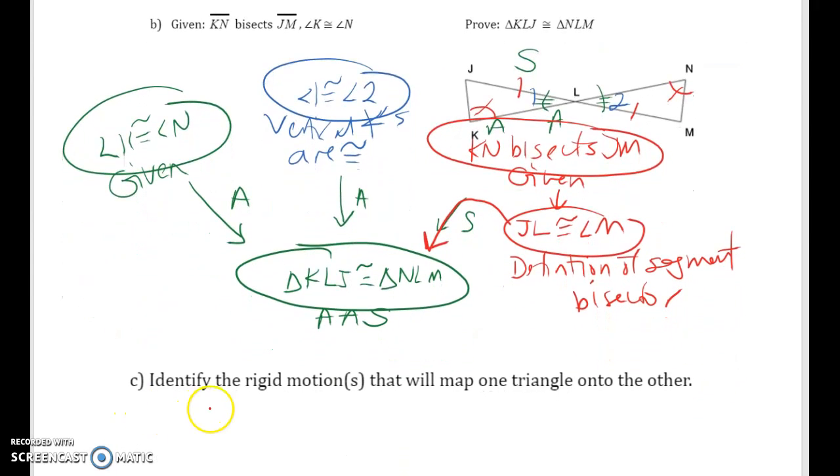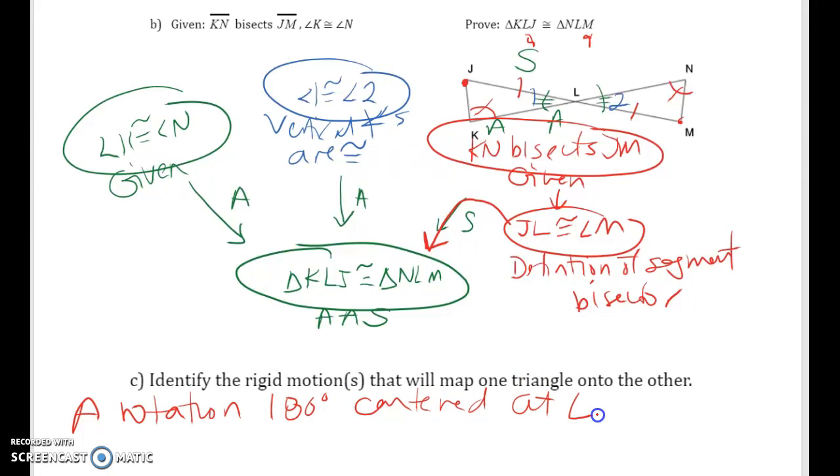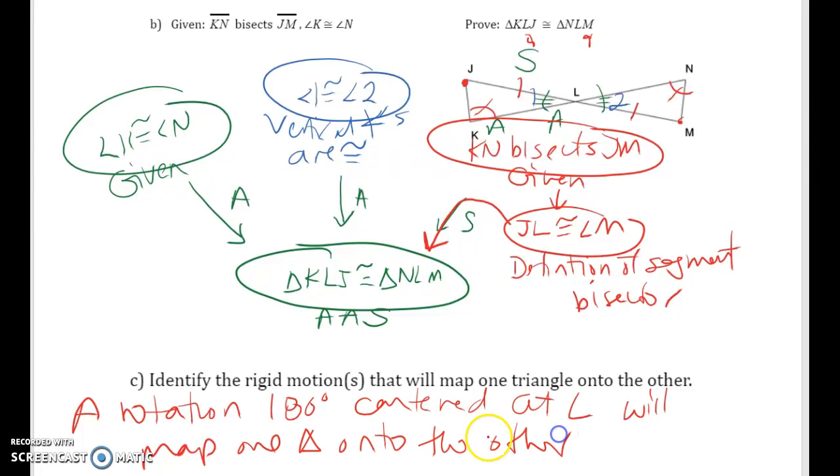Okay, identify the rigid motion or motions that will map one triangle onto the other. So let's see, J corresponds with M. They're written in the same place in the congruency statement. So I know I can't just do a reflection. A rotation, 180 degrees, centered at L, will map one triangle onto the other. And that's it.